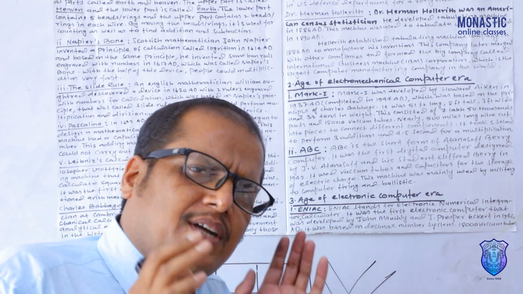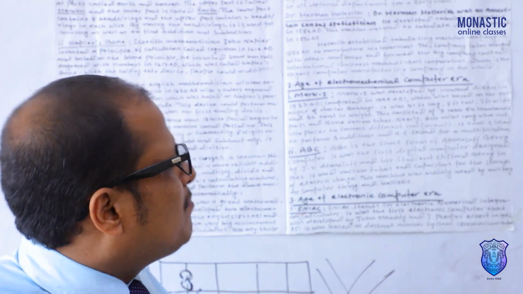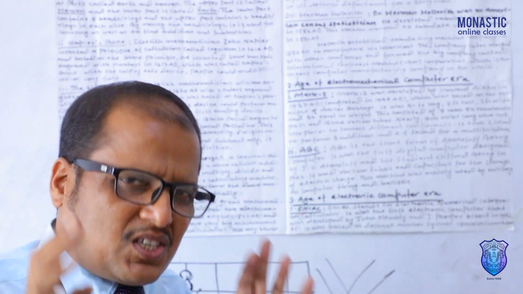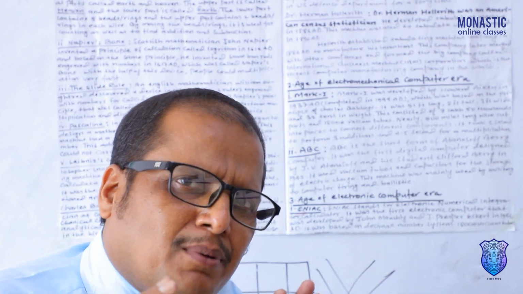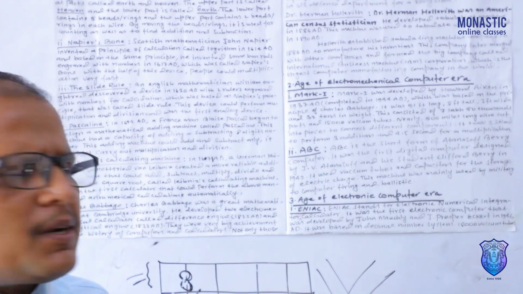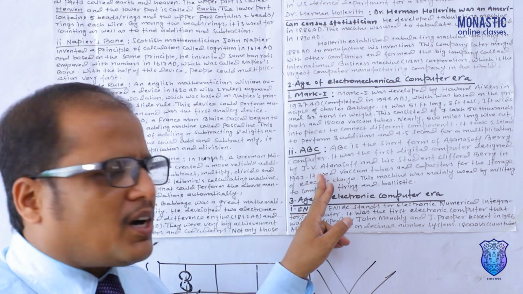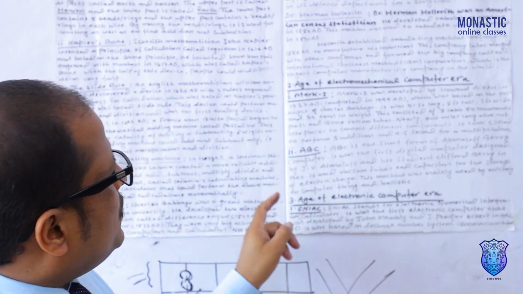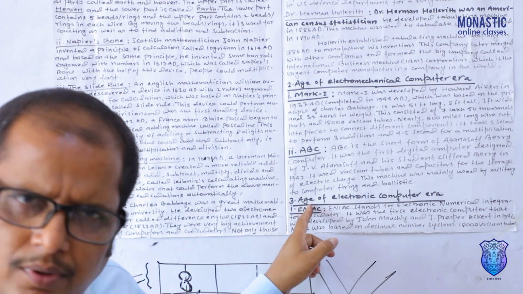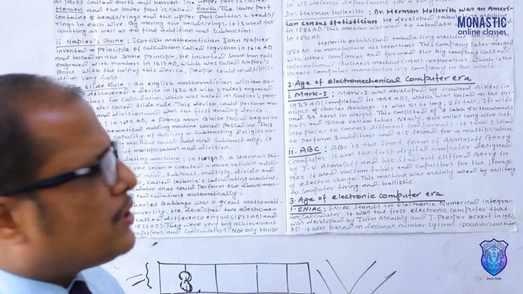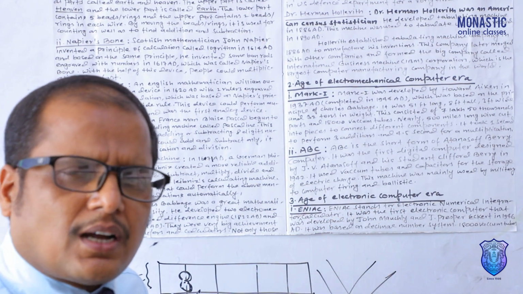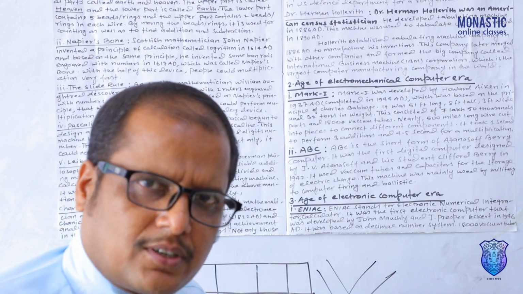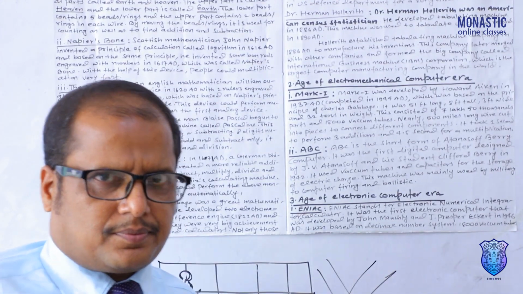It means how many times firing happened, how many times velocity, meaning how many big blasts happened. For this purpose the ABC computer was used by the military. Now the next one is the age of the electronic computer era, and about this I will discuss later. Okay, thanks for attention.